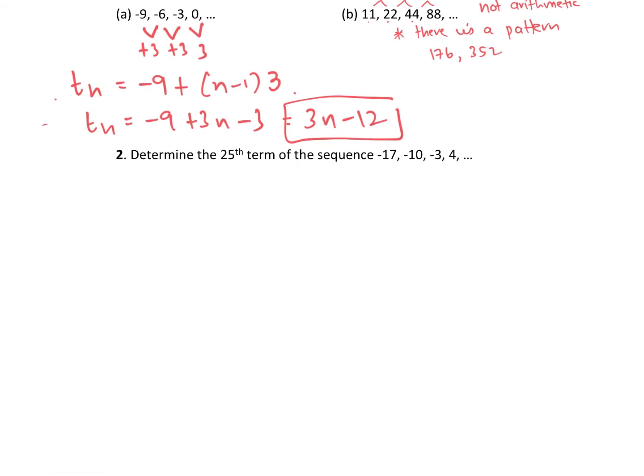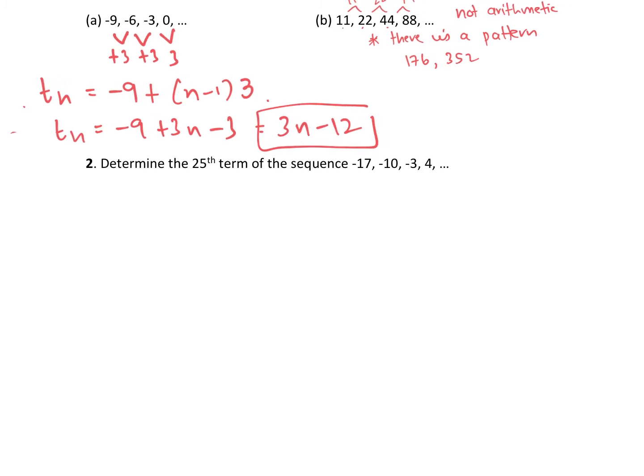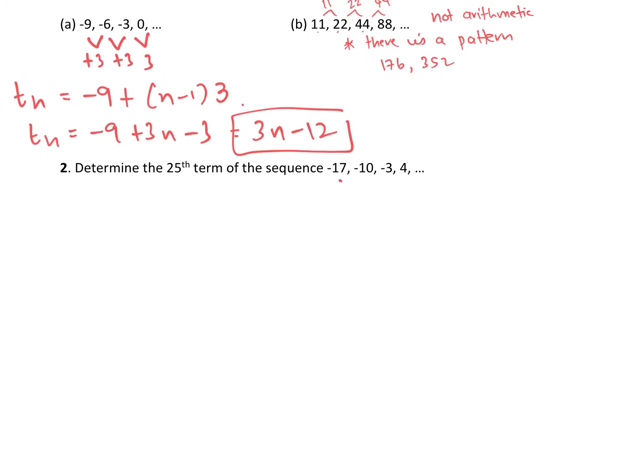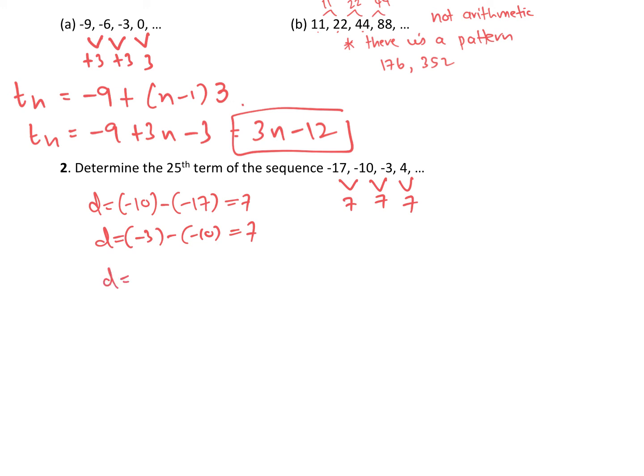Okay, question 2 wants us to find the 25th term. So I don't really want to write out 25 numbers. That's kind of tedious and time consuming. So what I'm going to try and do is find the formula, and then I'll just put in 25. So I can see that it's going up by 7, up by 7, up by 7, or again, if you wanted to subtract, take one term, subtract the term before it, do that a couple of times. So -3, subtract -10, and just make sure that there's that common difference. So you can either eyeball it or you can subtract a term by the number before it. So the common difference is 7.